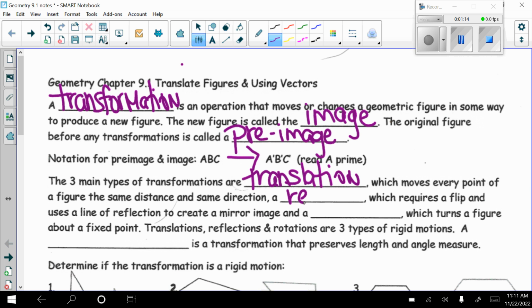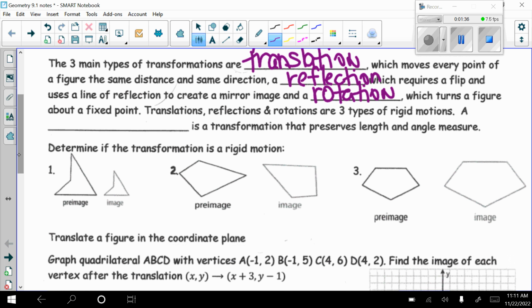Then we have a reflection, which requires a flip and uses a line of reflection to create a mirror image, and a rotation, which turns the figure about a fixed point. Translations, reflections, and rotations are three types of rigid motions. A rigid motion, also known as an isometry, is a transformation that preserves length and angle measure.